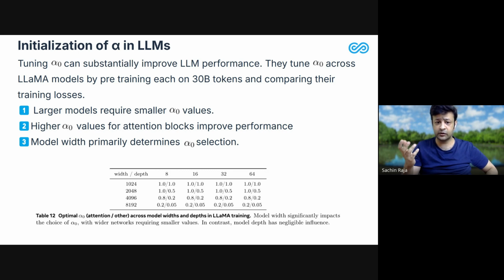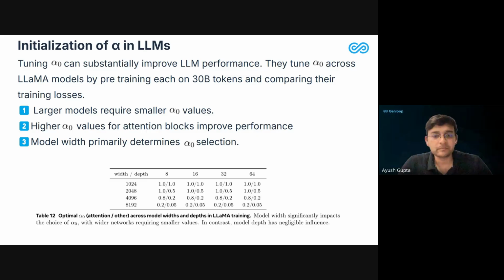Because again, the same intuition comes over here, right? As the dimensionality increases, I would want the number of heads of the attention block also to go high, again so that the curse of dimensionality aspect does not come into play. So because of the same intuition, I think it is the width part which is contributing more towards alpha selection. Cool, that makes intuitive sense.